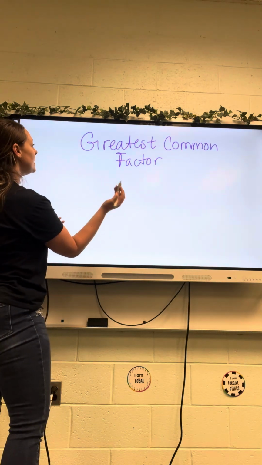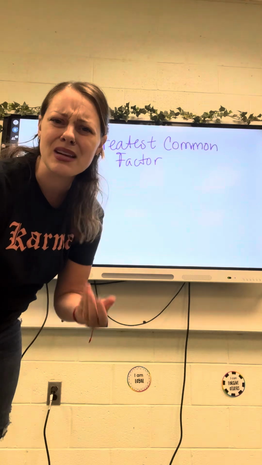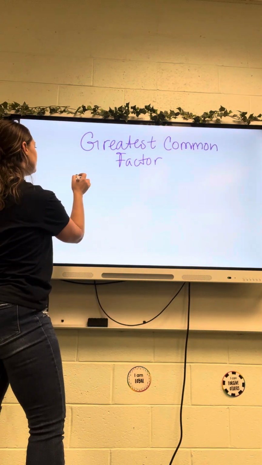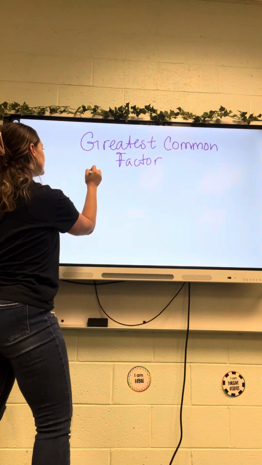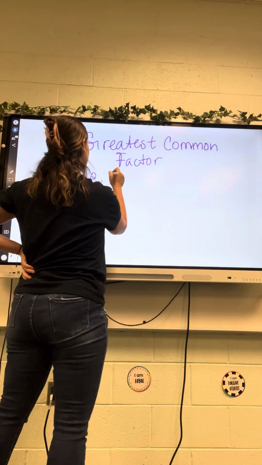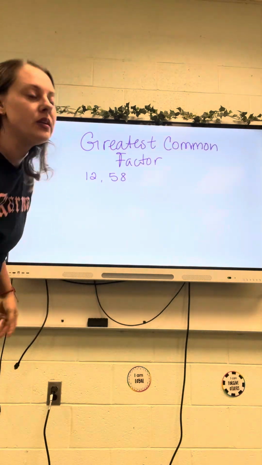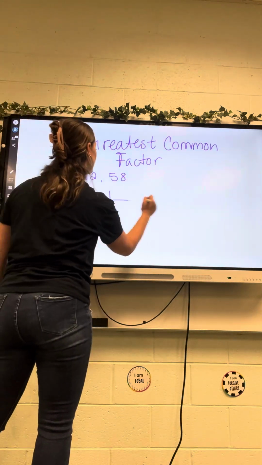So greatest common factor, I didn't even give myself examples before I started this video. Let's do, what's the greatest common factor of 12 and, I don't know, 58? I know there's going to be one because they both end in even numbers. So I'm going to make my T-chart.